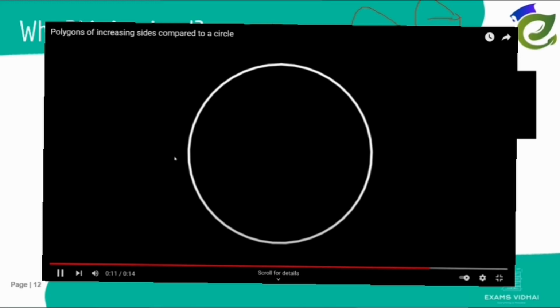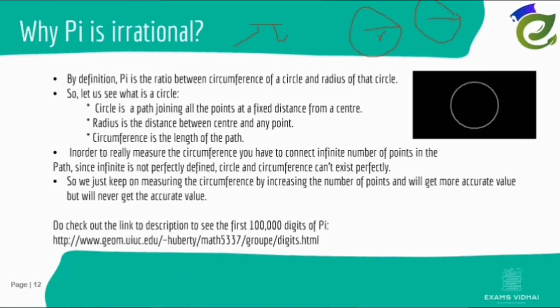See, here they are having 3 points, and 4 points, 5, 6. As the number of points increases, this looks like a circle. That's how we see circles. We cannot define a perfect circle. So pi is a perfect representation of an imperfect condition. The circle is an imperfect thing and the perfect representation is pi.